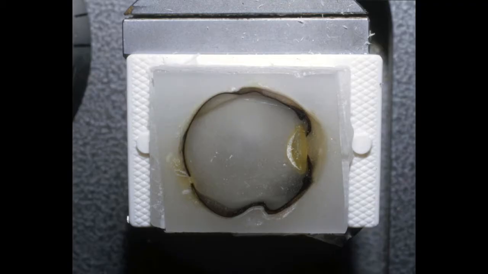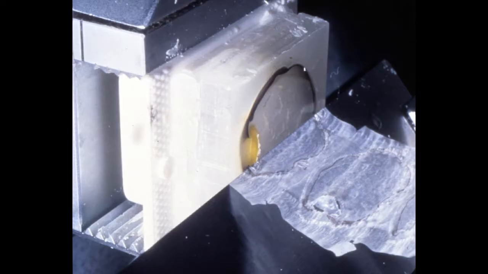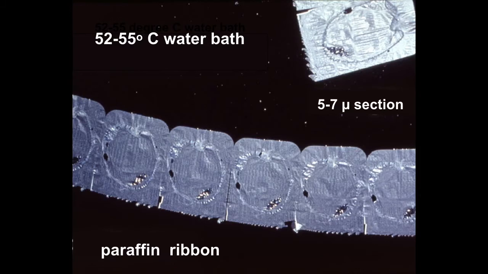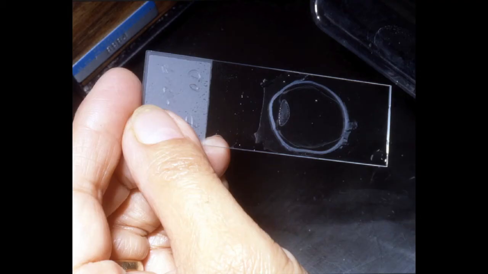And here's the tissue in the block of wax. This is put in a microtome, and very thin sections are cut, maybe 5 to 7 microns in thickness. The ribbon of sections is floated on the surface of a heated water bath, which allows the wax around the sections to expand. The individual sections are separated and picked up on a glass slide. The sections subsequently are deparaffinized, stained, and cover slipped.